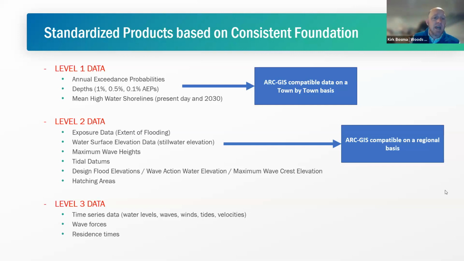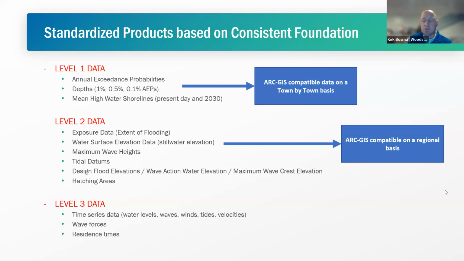Level 2 data has exposure data, which is the extent of flooding. Just take an AEP level, say 1%, and tell me where the 1% flood boundary is. We have those available. Water surface elevation data, I'll get into that in a second.